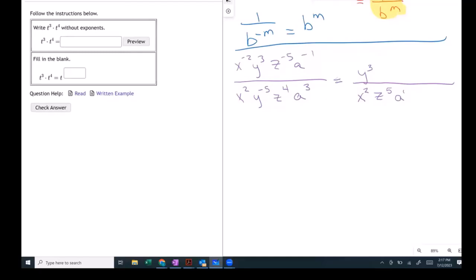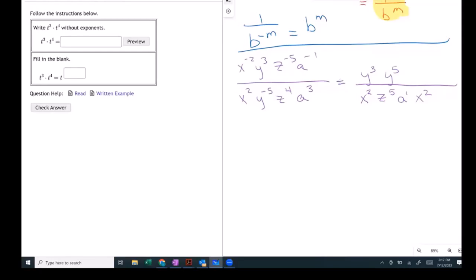Now I'm on the denominator. X squared, positive, it's got to stay x squared, right where it is. But y to the minus 5th is negative, it's got to change position. Z to the 4th is positive, but it stays right where it is. And a to the 3rd is also positive, it stays right where it is. They never make the number negative. Did I make anything negative here? No. I made all my exponents positive.